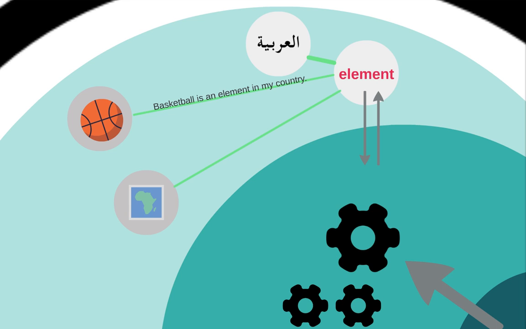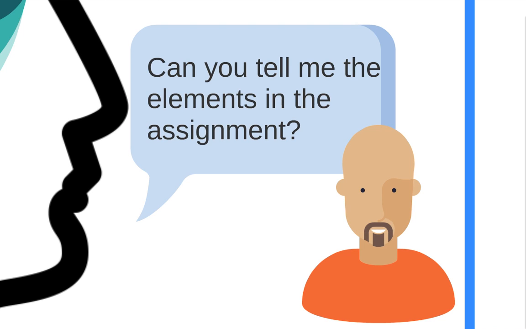So Nadia makes a couple of sentences about basketball and about America, and she practices the sentences so that she can use this word element. And in her design class the next week, she asks her teacher a question with this word element. The problem is he doesn't understand, and Nadia gets frustrated.